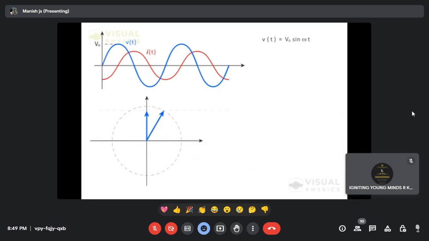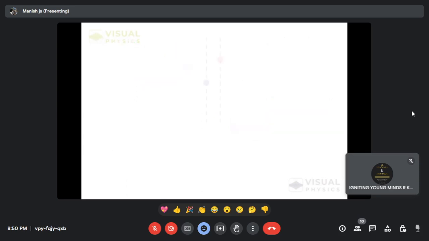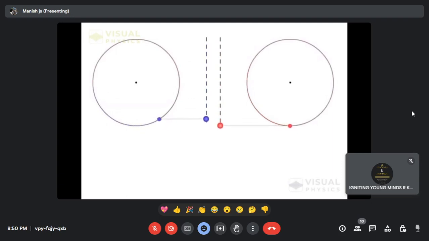Also, we will explore in this chapter that when a source of alternating voltage drives an alternating current in a circuit, then voltage and current are generally not in phase. That is, they do not achieve their maximum values at the same time, and do not become 0 at the same time. We had also discussed that when two SHMs have a phase difference, this means that their corresponding circular motions have a phase difference.